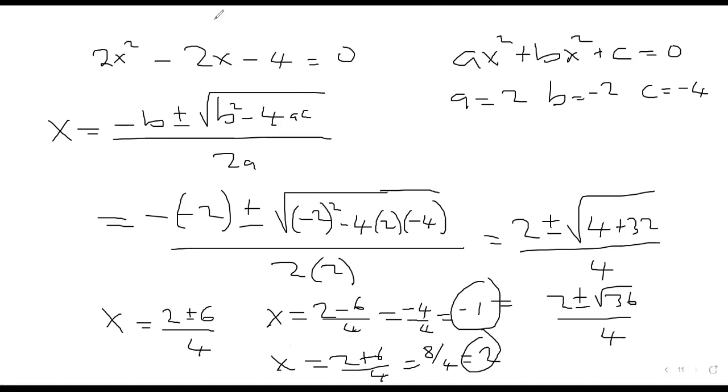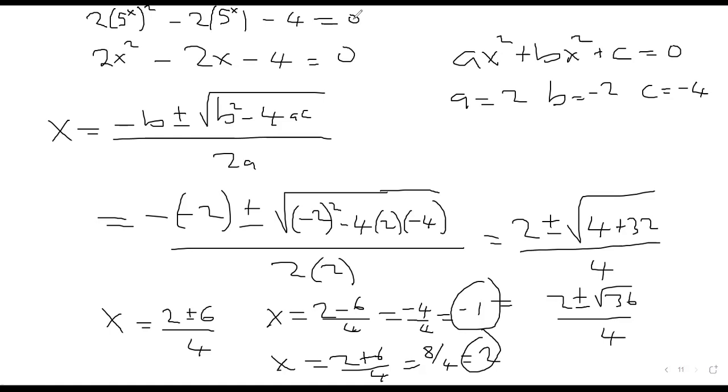Now, how can this question come in terms of a quadratic equation? They'll manipulate your question. Instead of writing that, they say 2 to the power 5x squared, okay, minus 2 to the power 5x, okay, minus what? Minus 4 is equal to 0.